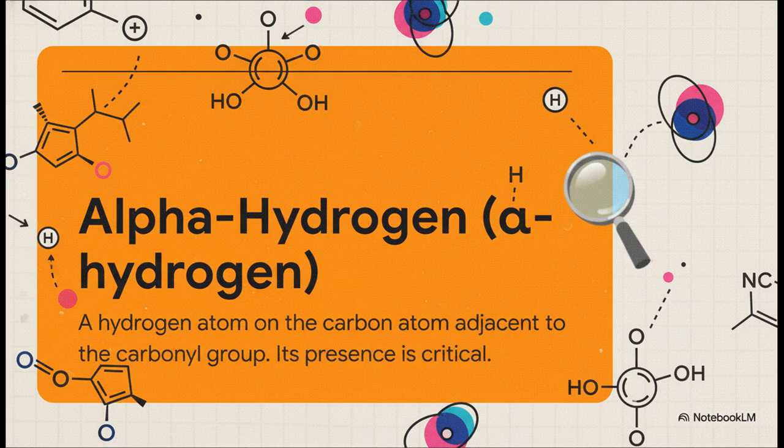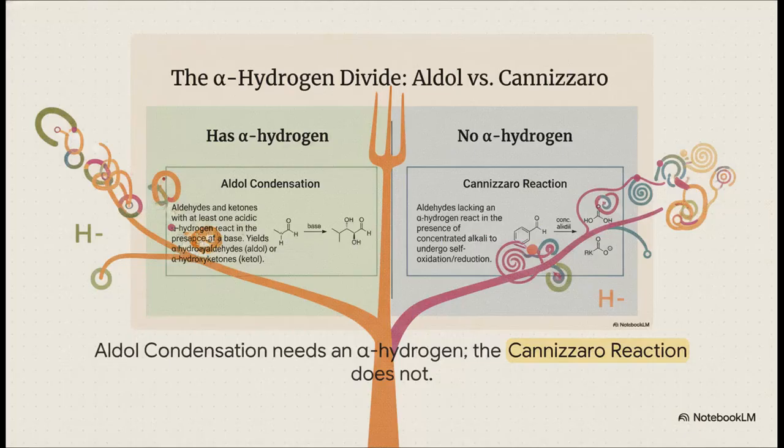And whether or not a molecule has one of these is about to become very, very important. And this is exactly why it matters so much. This slide shows this amazing fork in the road. If your aldehyde or ketone has an alpha hydrogen, a base can come along and just pluck it off. This creates a really reactive intermediate that leads to something called the aldol condensation, which is a super powerful way to make new carbon-carbon bonds.